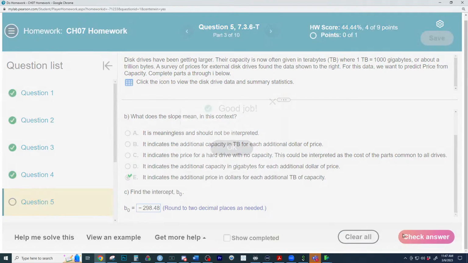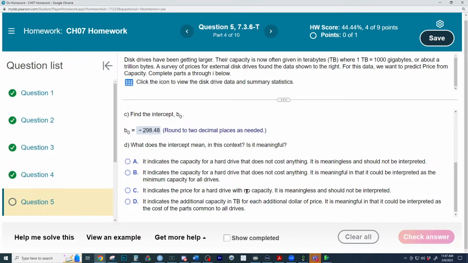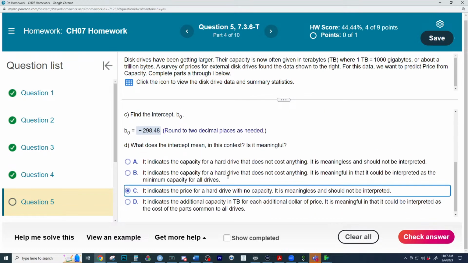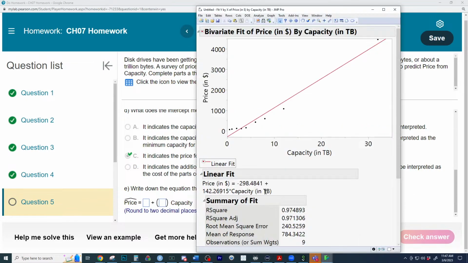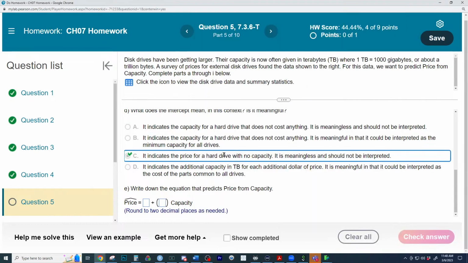And there we go right there. Boom. And it indicates the price for our hard drive with no capacity. This is because when X is equal to 0, we expect Y to equal B0. Using our interpretation, we would say when capacity is equal to 0, we expect the price of a hard drive to be negative 298. This is not logical because you can't have a hard drive with 0 terabytes. It would have no space. And also it can't have a negative price.